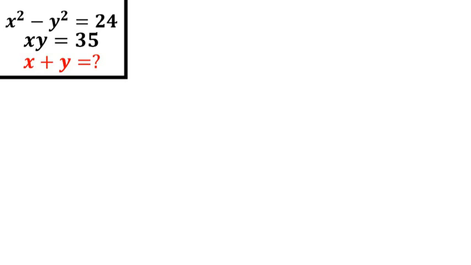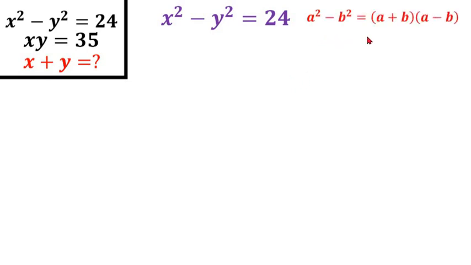For the first one, we're going to start with x squared minus y squared is equal to 24. Now we're going to apply an exponent property that if we had a squared minus b squared, that would be equal to a plus b times a minus b. In this case, our a and b values are x and y. So then we would have x plus y times x minus y is equal to 24.